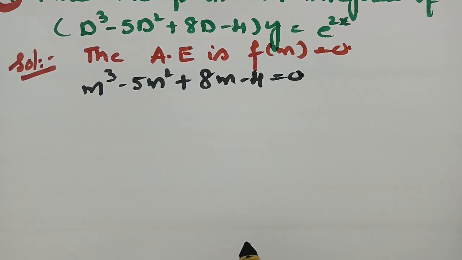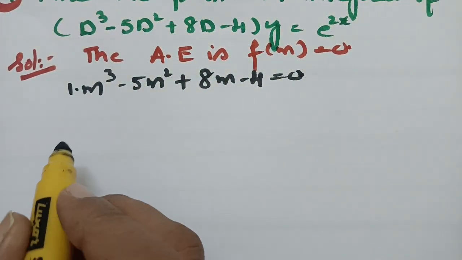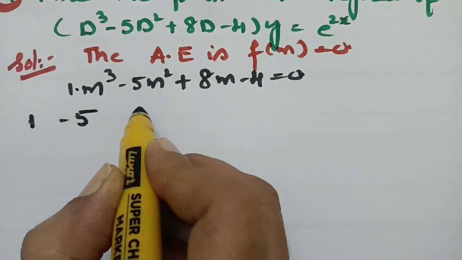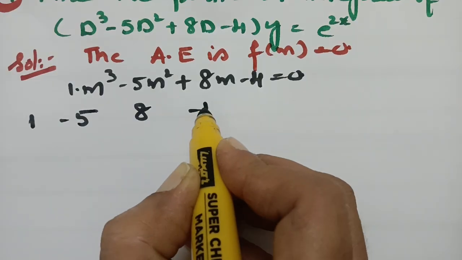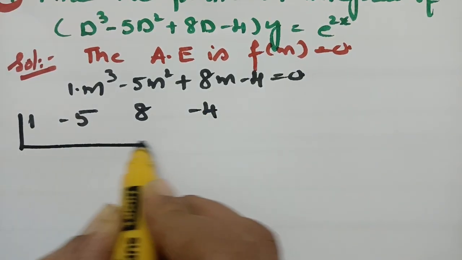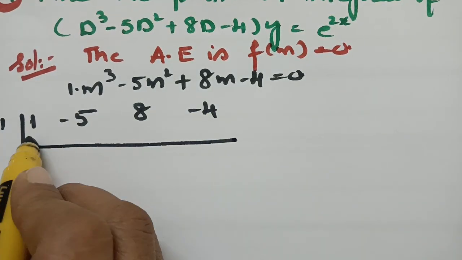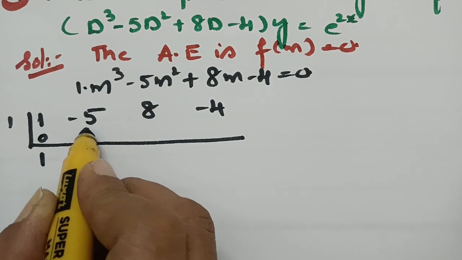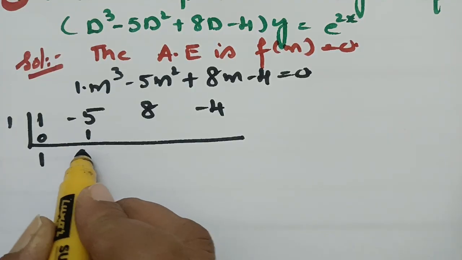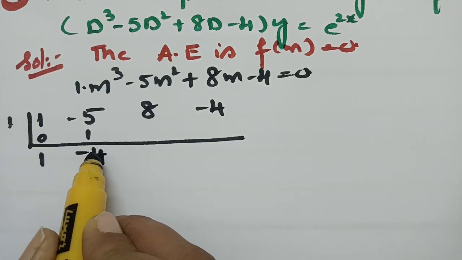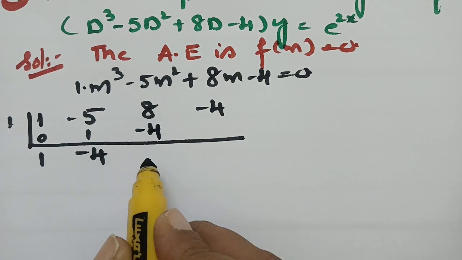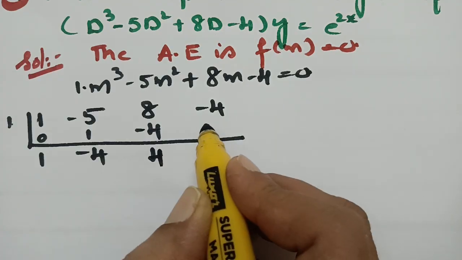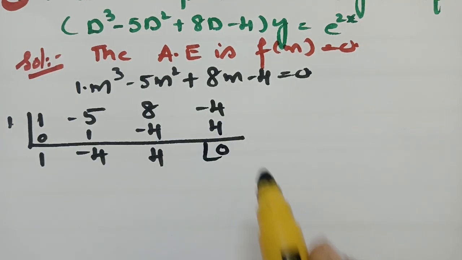Using the synthetic division method, I'm going to find the roots for m here. The coefficients are 1, minus 5, 8, and minus 4. The first thing I'm going to check is with 1 here. So keep 1 here. 1 into 1 is 1. Minus 5 plus 1 is minus 4. Again we multiply: 1 into minus 4 is minus 4. 8 minus 4 is 4. Again we multiply: 1 into 4 is 4. And this value is 0 here.